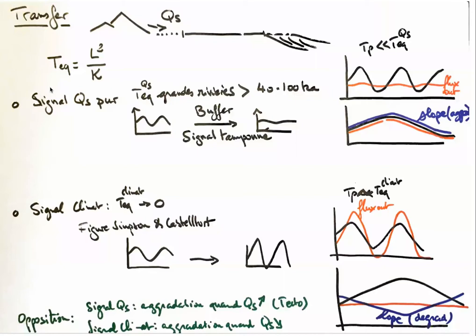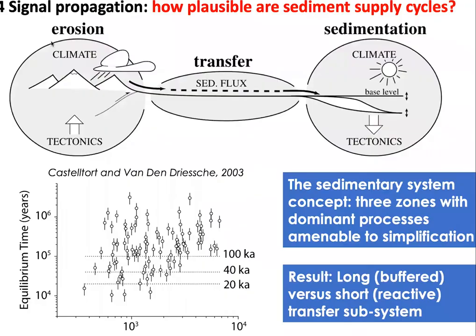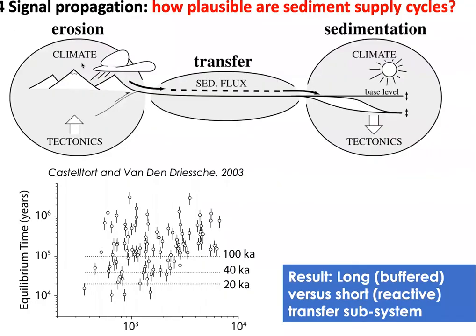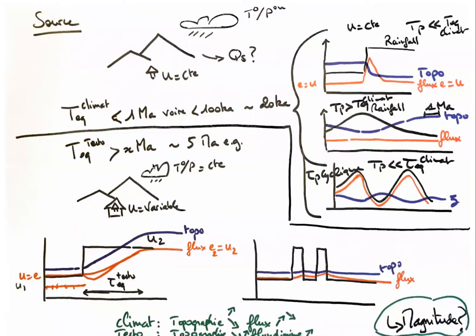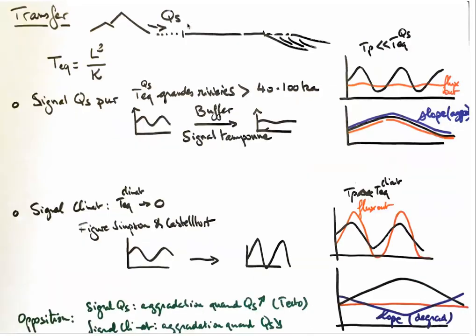So we've done basically the source. I have the slides a bit out of order, but we've done some qualitative understanding of the source, and you read that as well with FastCape, and I think you should now have a good feeling about those processes, those behaviors. Here I want to study a little bit more the response of the transfer subsystem, or the transfer zone.